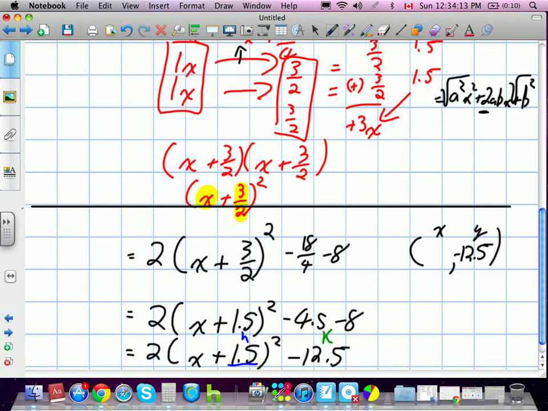Not quite. It tells you exactly in here. Or is it 1.5? Well, it's actually the opposite of what's in that bracket, because it says... yeah, it's going to be negative 1.5. Okay, so negative 1.5 is our vertex.